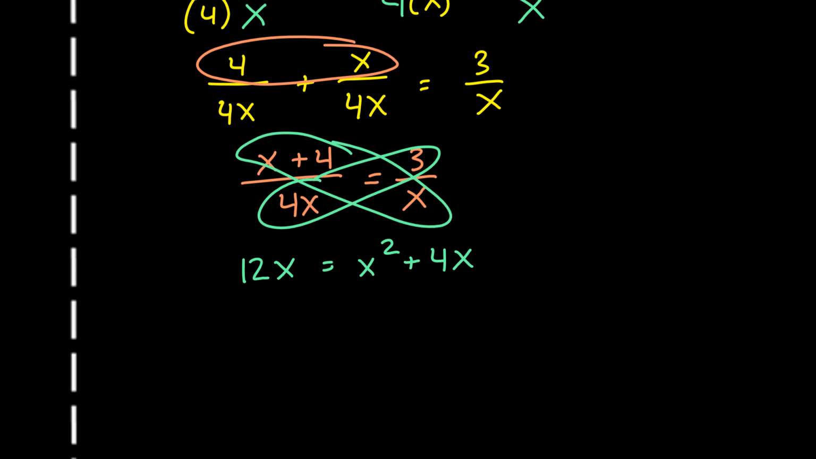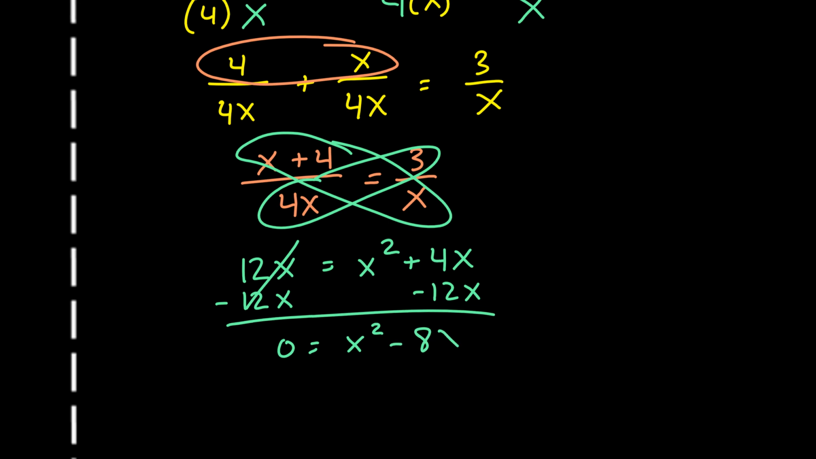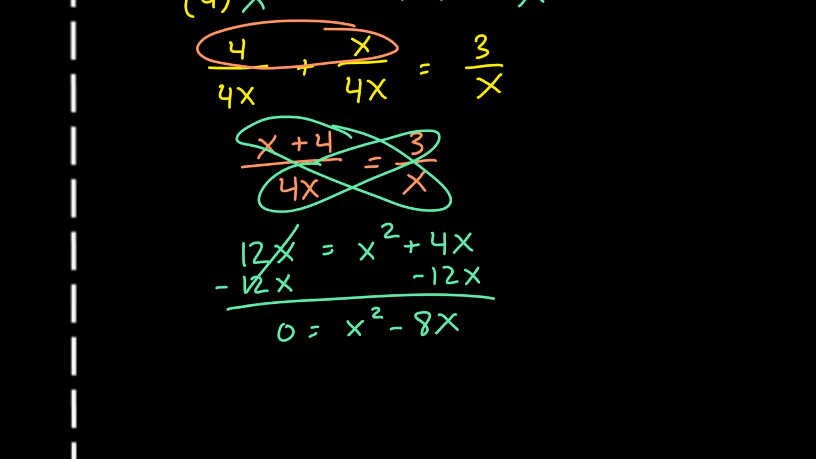Good. So we're going to subtract 12x. Then what? How do I factor this? Hold up. Yes, you're right, Haley. You could complete the square like you're thinking. But what's the easiest thing to do here? You can pull out an x, right? So we have x times x minus 8.